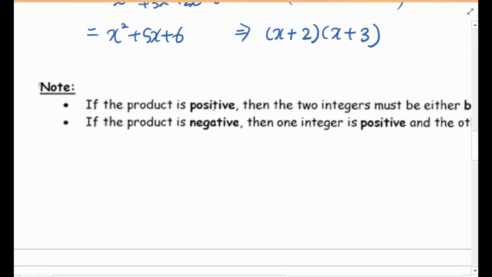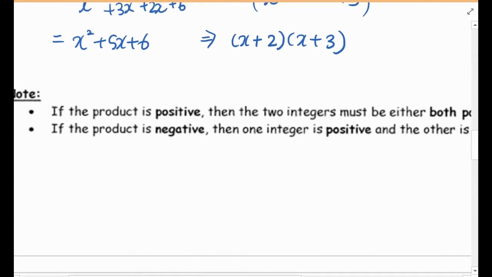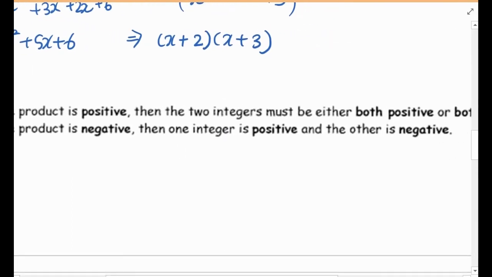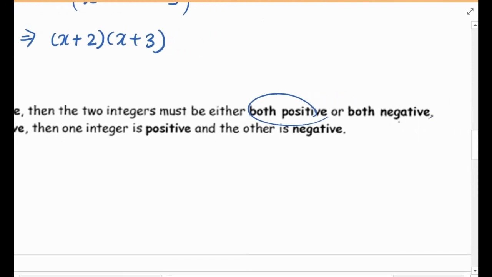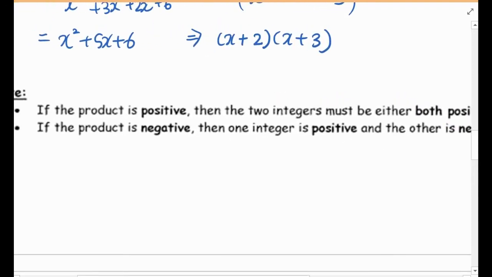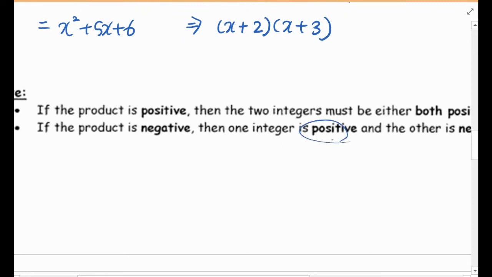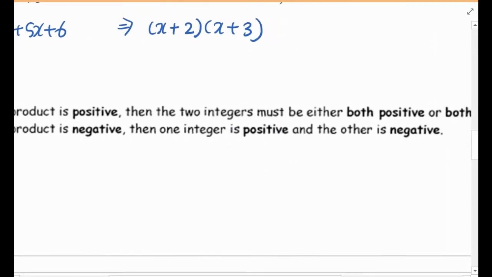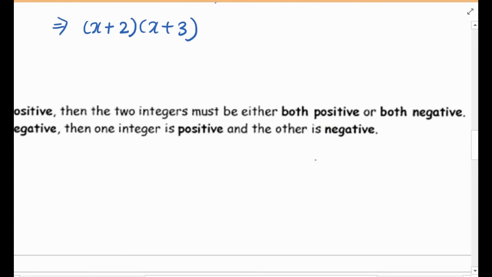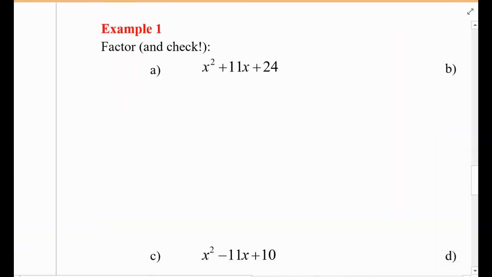If the product is positive, then the two integers must be either both positive or both negative. And if the product is negative, then one integer is positive and the other one should be negative. So I'm going to explain this when I solve the next part. Okay?